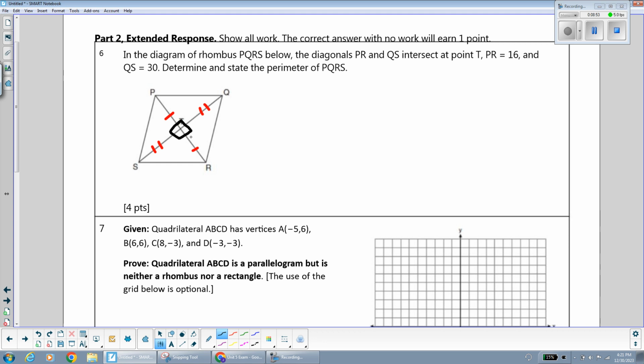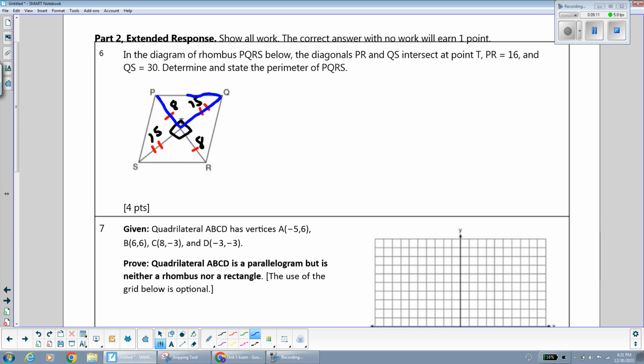We know that this whole diagonal over here is 16. So that means that each half would be 8. And we know that this diagonal over here is 30. So that means each half would be 15. We're looking for the perimeter. So in order to find the perimeter, we need a side length.